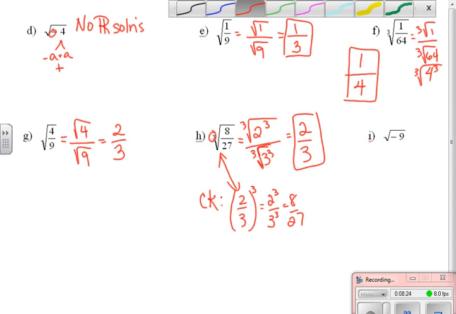And again, you cannot take the square root of a negative number. Now you can take the square root or the cube root of a negative number or the 5th root of a negative number, but you can't do it with an even-powered root.